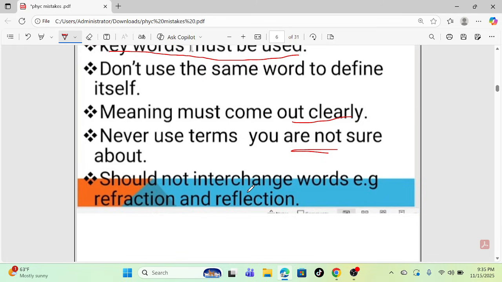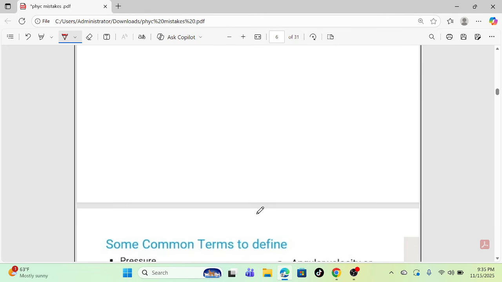For example, refraction and reflection should not be interchanged, because refraction is bending and reflection is a bouncing back of light. So they should not be interchanged.